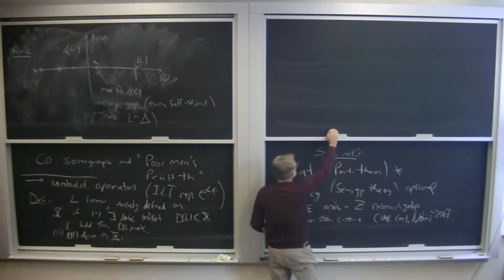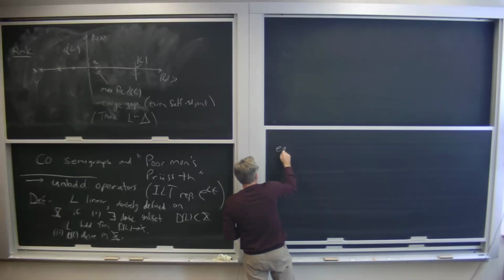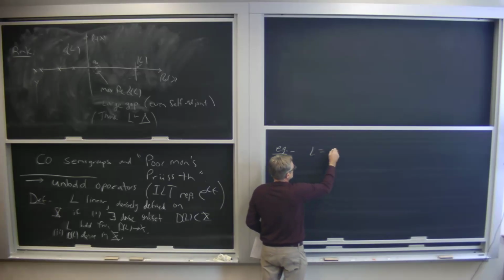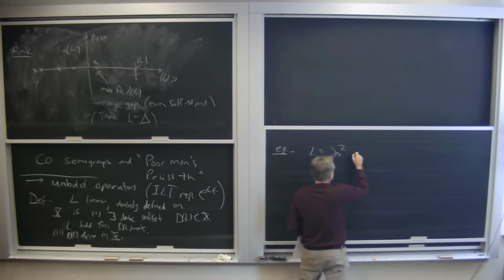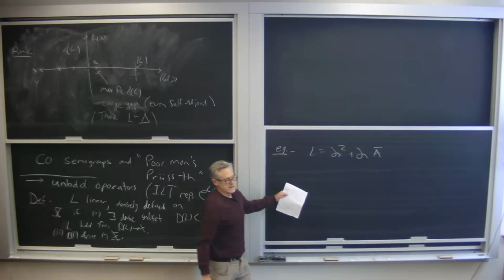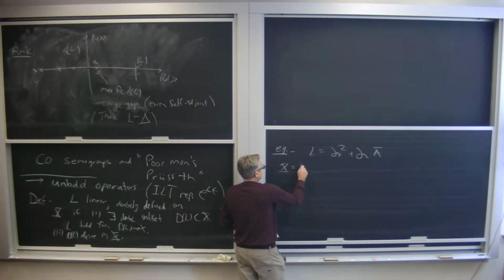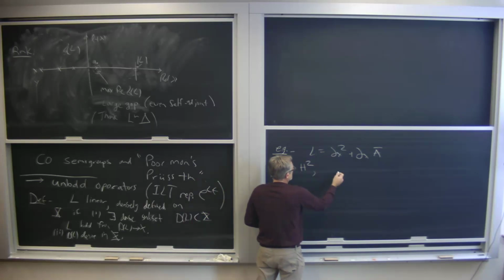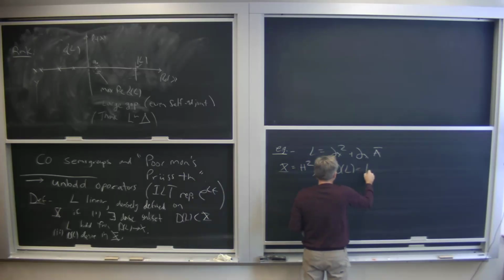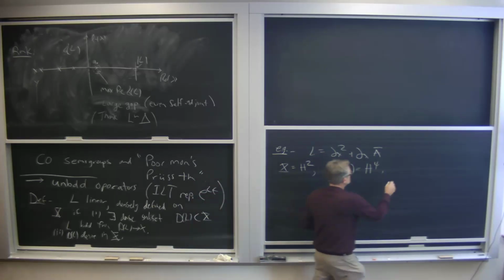Okay, so for example, we have our operator that we're interested in. What does it operate on? Well, X could be H2 and D(L) would then be, say, H4. This is on the line.